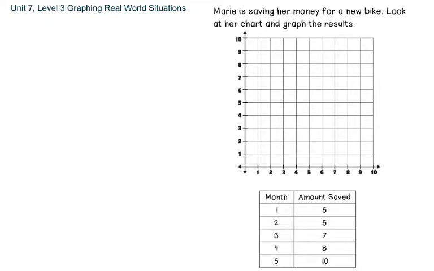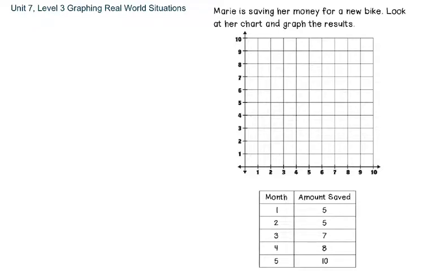This is Unit 7, Level 3, Graphing Real-World Situations. So again, we're going to take what we did in Level 1, where we were finding those numerical patterns, and we have a pattern here. Marie is saving money for a new bike, and it looks like each month she has listed down how much she has saved. In this particular case, it doesn't look like she has a consistent pattern, but we are still able to graph that chart or that table.